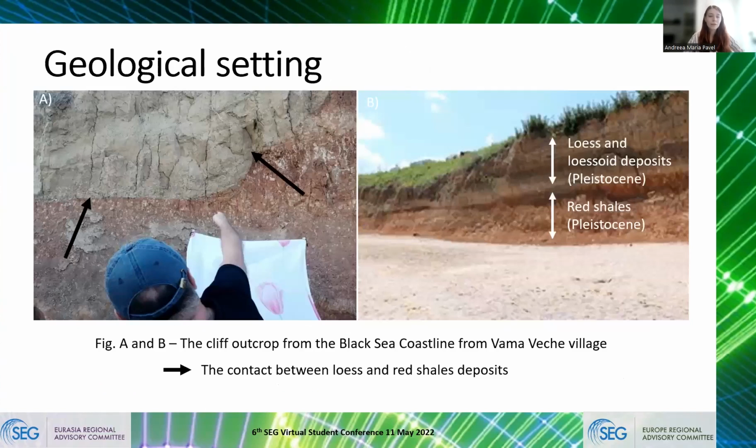In this slide, you can see 2 pictures, and both of them were taken during the field campaign. In the first one, you can see the contact between loess deposits and red shale deposits marked with black arrows. And in the second picture, you can see the cliff outcrop from the Black Sea coastline.